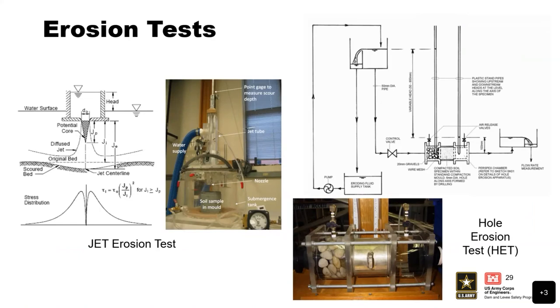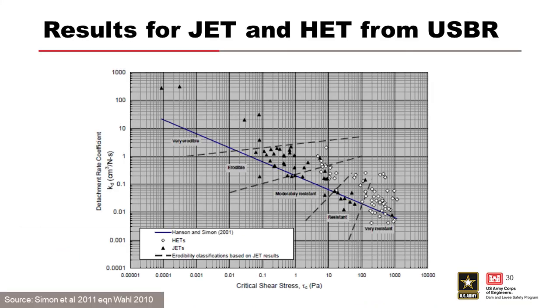And you will see in there data sets from many different types of tests: the jet erosion test, the hole erosion test, the erosion function apparatus, EFA test. I think I mentioned that in the next slide or so. Those are all included in that toolbox. So you can use the results of all those tests to estimate erodibility coefficients or erodibility parameters for your soils. So we have all these results from jet and HET testing.